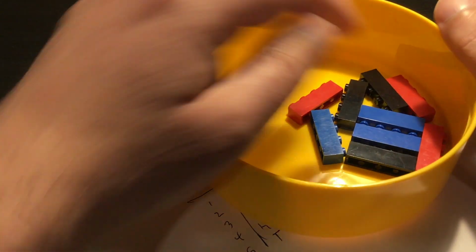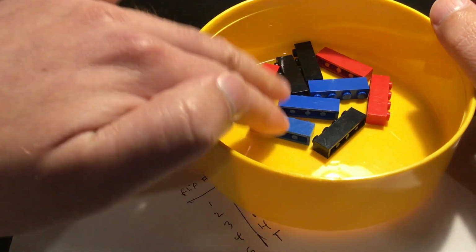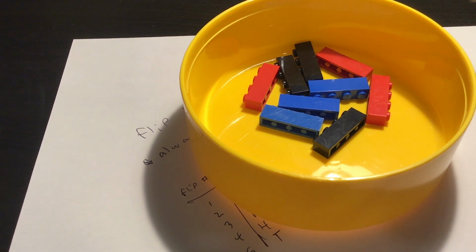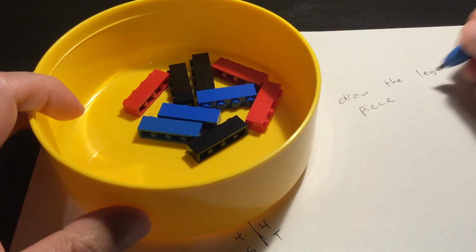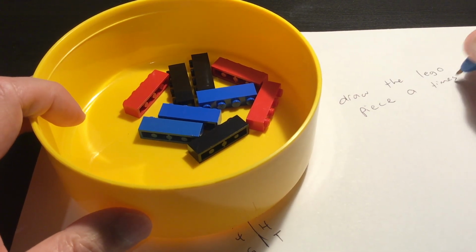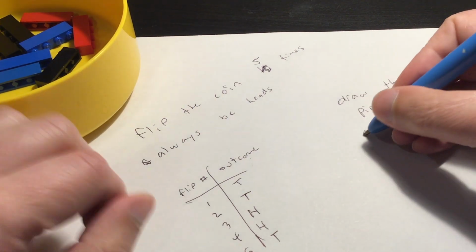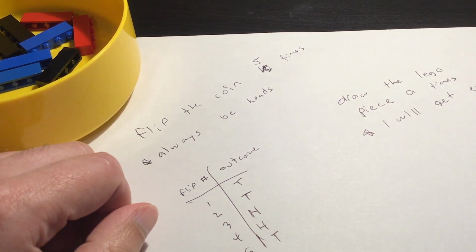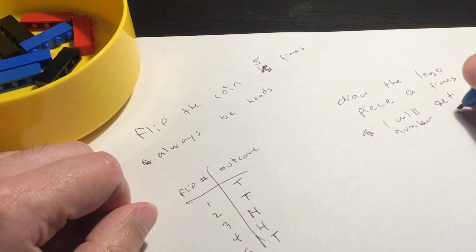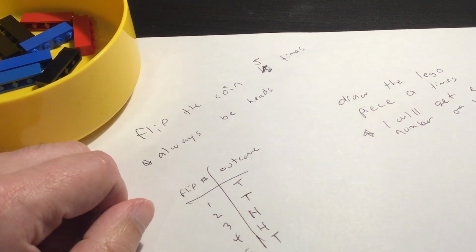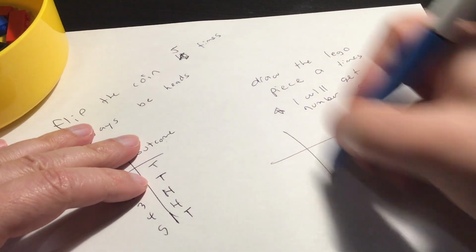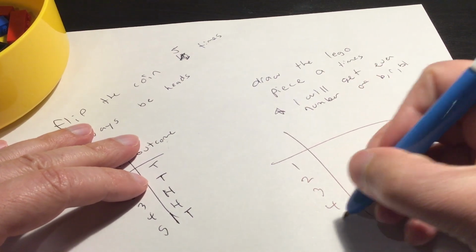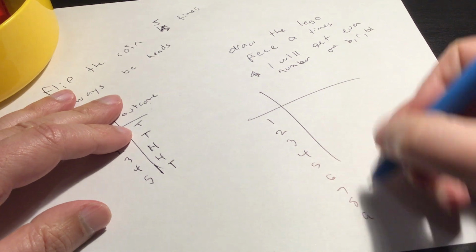So my prediction is, this time I'll do a real prediction. I predict that, how many draws should I do? Let's say 9. Hey, there's 9 pieces. So draw the Lego piece 9 times, and I predict that I will get an even number of blue, red, black. Okay, so 9 draws. 1, 2, 3, 4, 5, 6, 7, 8, 9.